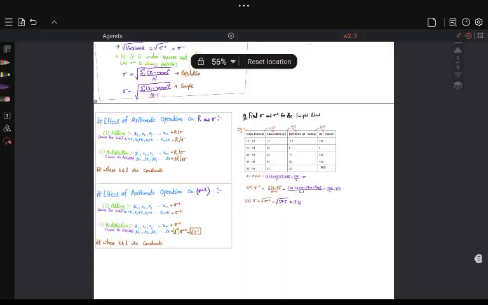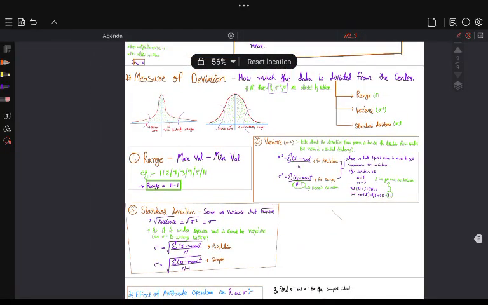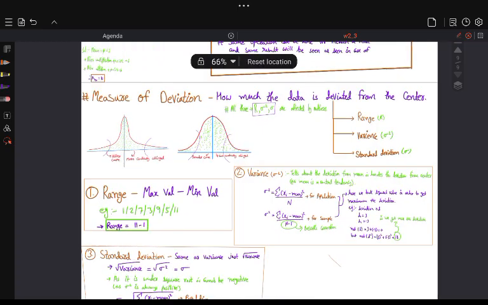And this is the last topic, that is measure of deviation. The only harder part of this thing is the formulas, the two formulas, which are relatively easier only, but let's see them. What is deviation?